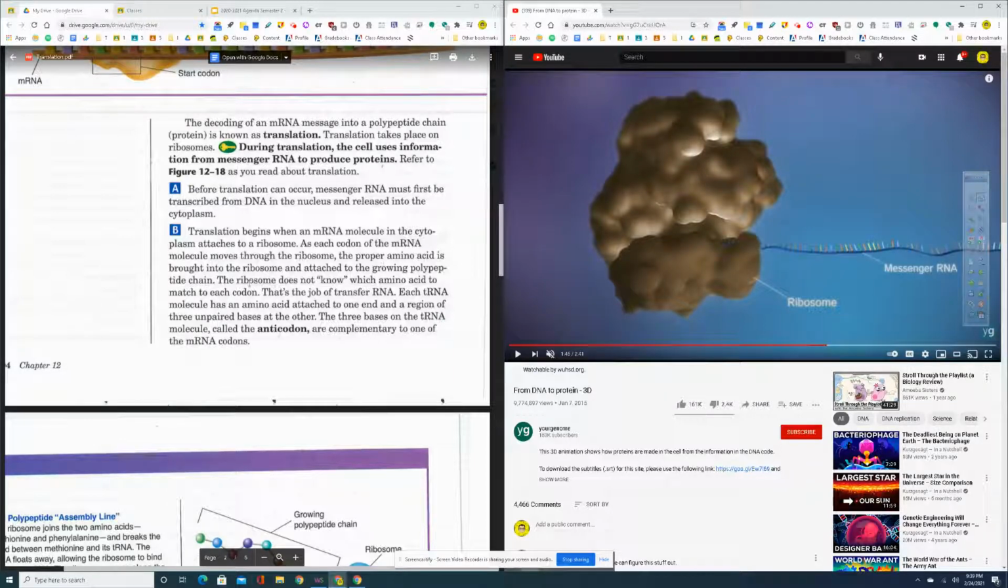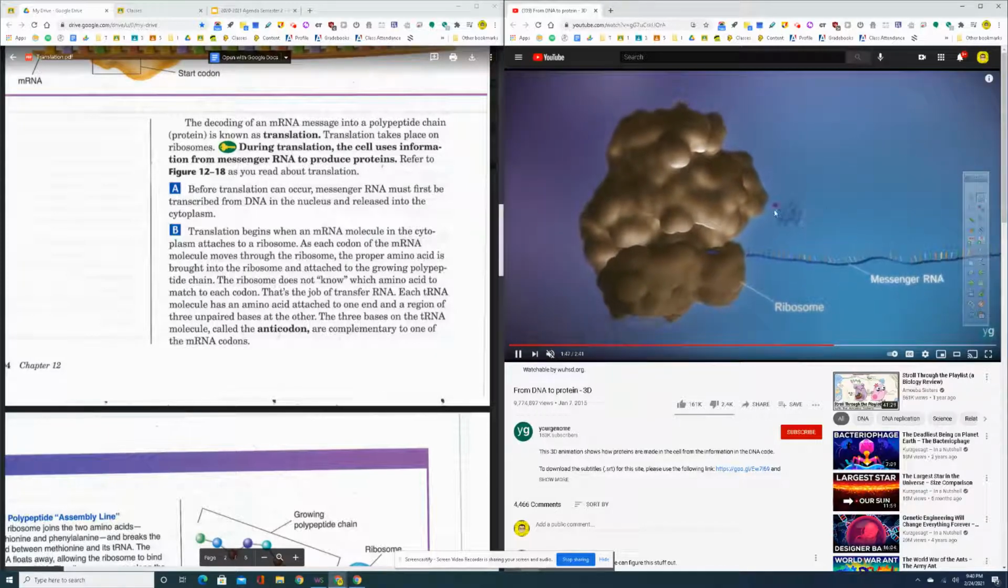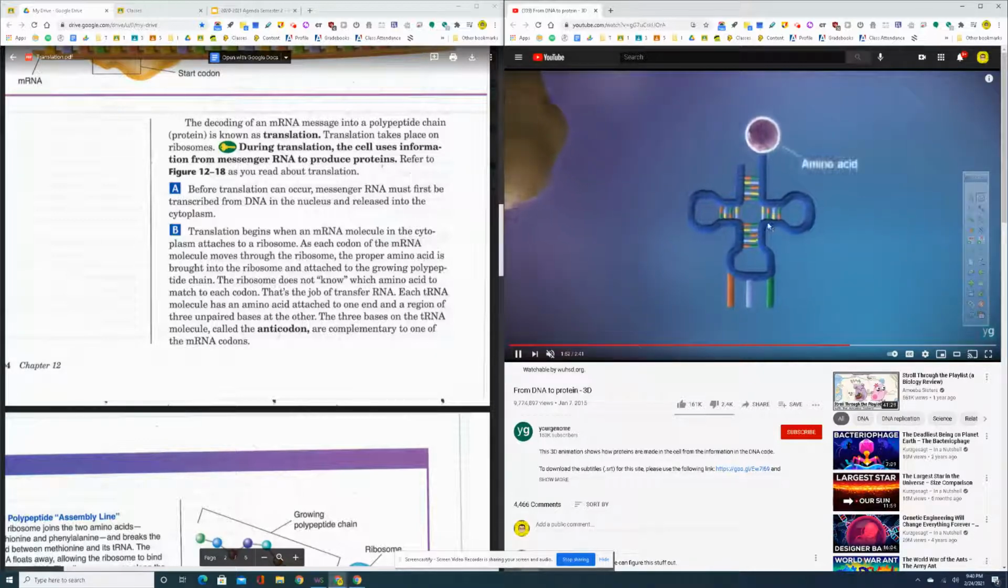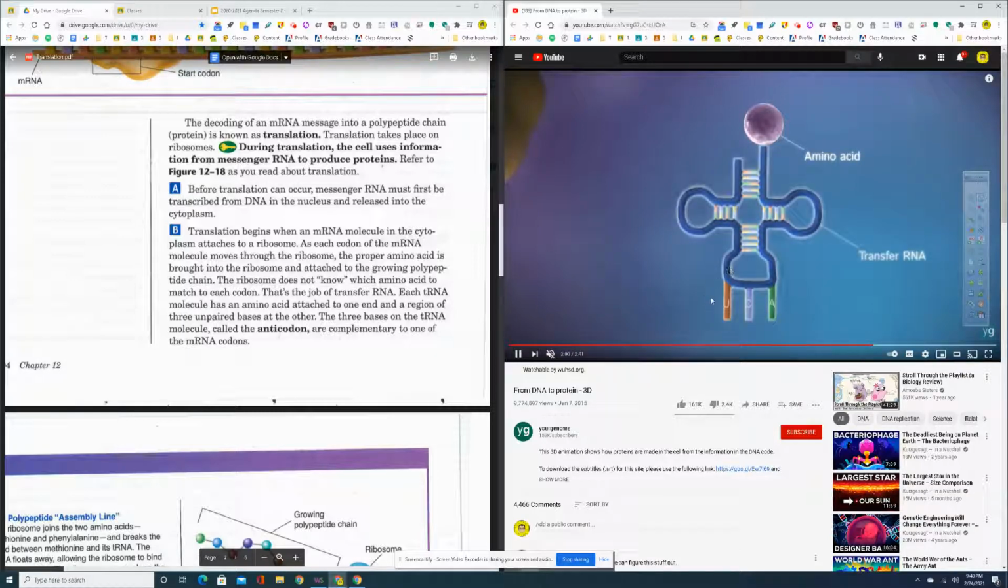The ribosome does not know which amino acid to match to each codon. Remember that mRNA has codons, those 3 consecutive nucleotides, and so that's the job of the transfer RNA. The transfer RNAs are the ones that bring the amino acids and match them to the correct codons. So here's a tRNA, there's the amino acid, and remember the bottom piece here is the anticodon. UCA is the anticodon here.